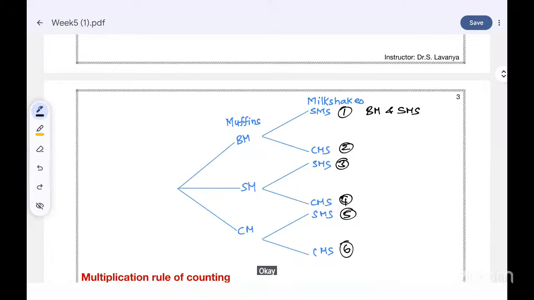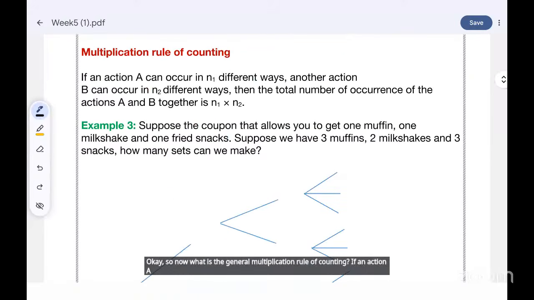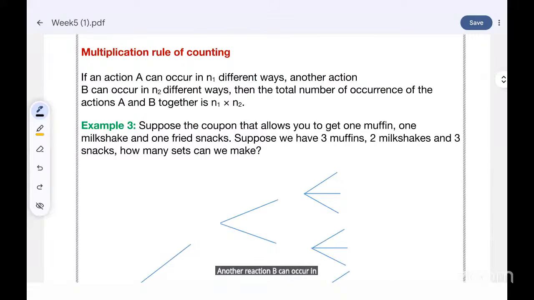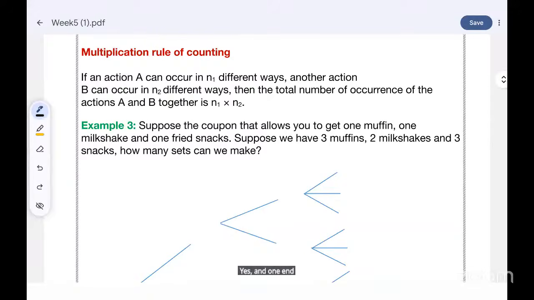Okay. So now what is the general multiplication rule of counting? If an action A can occur in N1 different ways, and another action B can occur in N2 different ways, then the total number of occurrences of the actions A and B together is N1 into N2. Okay. Now we have another item added to it.